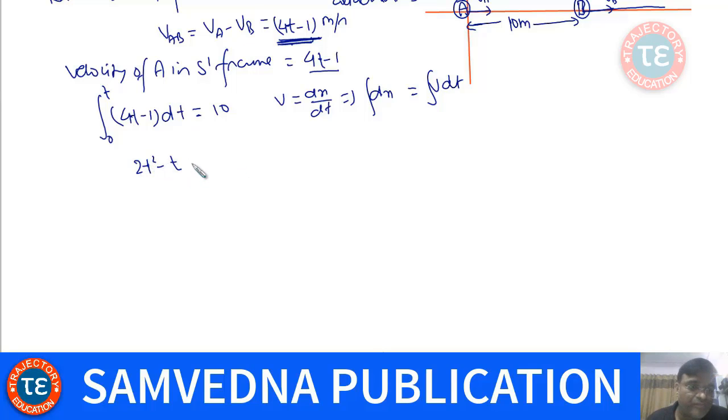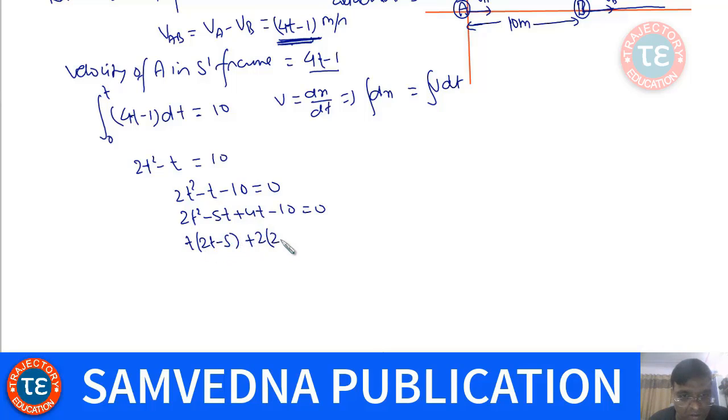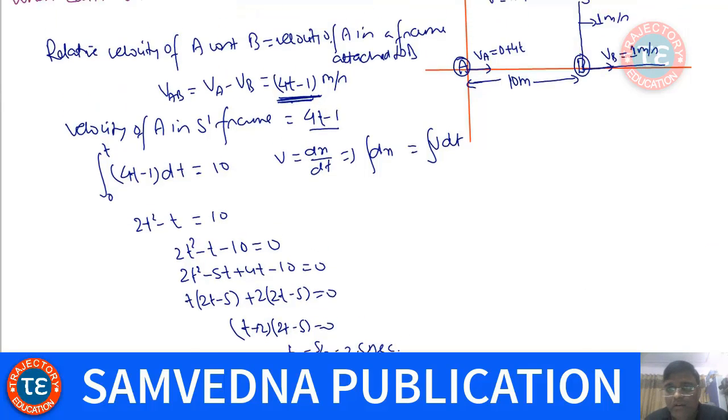If I integrate it, it will be 2t square minus t equals 10. So 2t square minus t minus 10 equals 0. This will be 2t square minus 5t plus 4t minus 10, or it is t plus 2 times 2t minus 5, so t is 5 by 2, so 2.5 seconds, right?